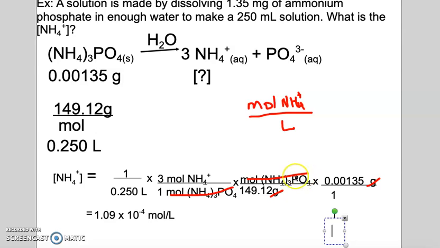Okay, so in our calculator, we're going to do 1 divided by 0.25 times 3. You can divide by 1 if you want. You can then times by 1 if you want. Then divided by 149.12. Then times that 0.00135. And if you want to do that last divided by 1, you can. And you should be getting 1.09 times 10 to the negative 4 once you round to 4 significant digits.